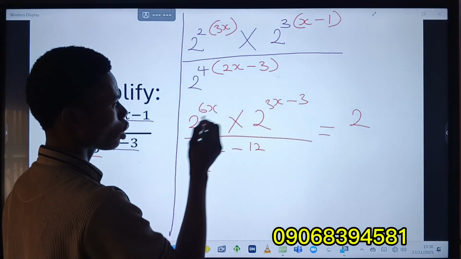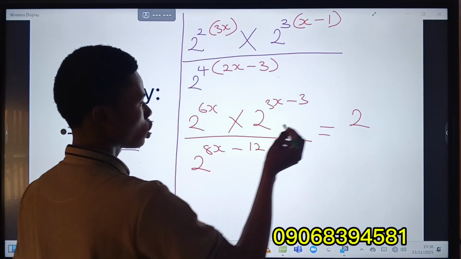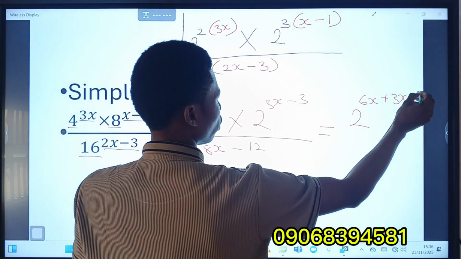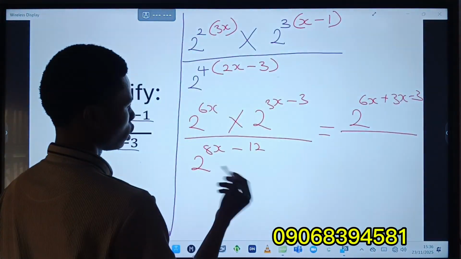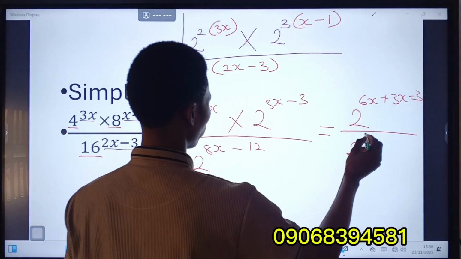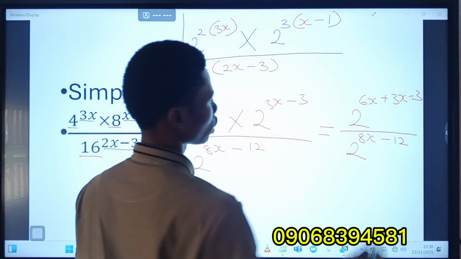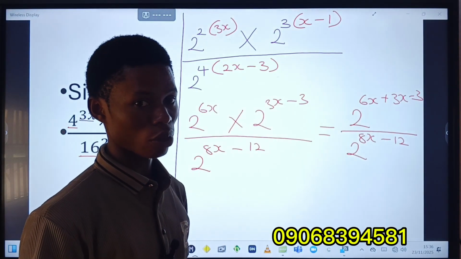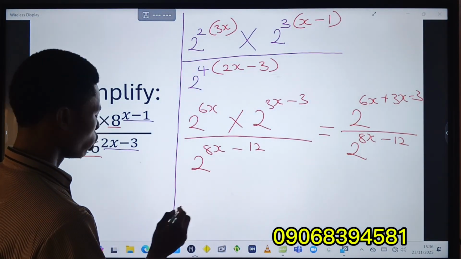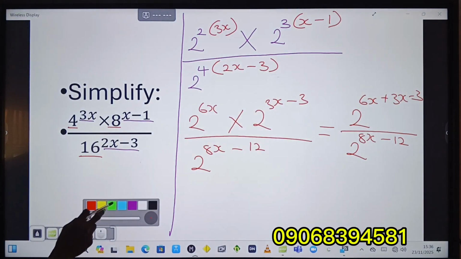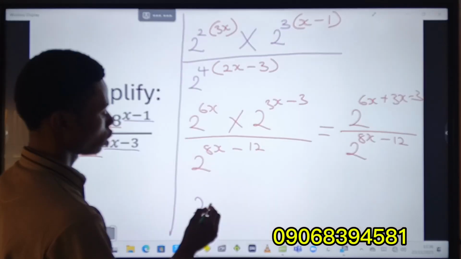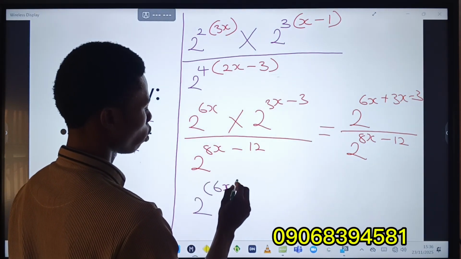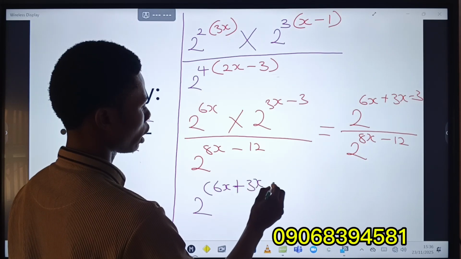Then since it's multiplication, what do I do to the powers? I add the powers, right? So I'll be having 6x plus 3x minus 3. Now all over the denominator here, 2 raised to power 8x minus 12. Now if you check, the bases are the same, 2 and 2, and there's a division line separating them, right? Now in that case, what do we do? We take just one of the bases, right? So we take just 2, then raised to power, the numerator now, 6x plus 3x minus 3.